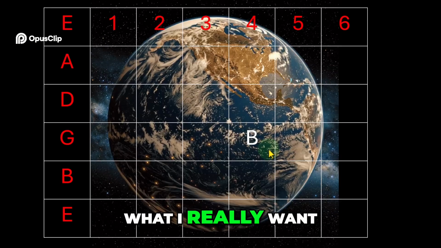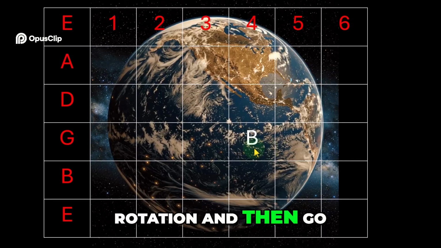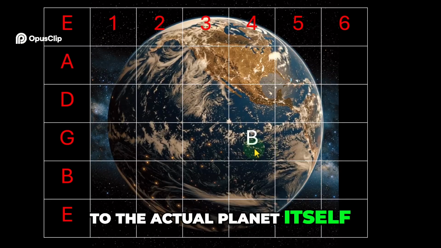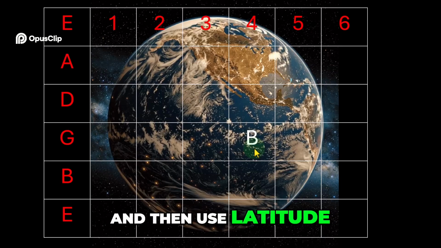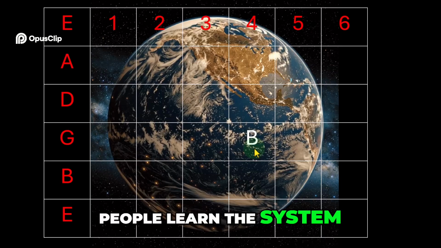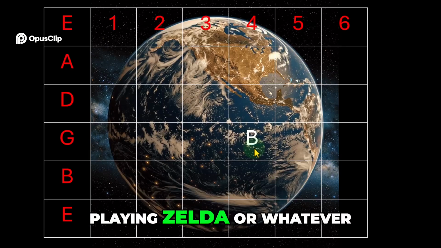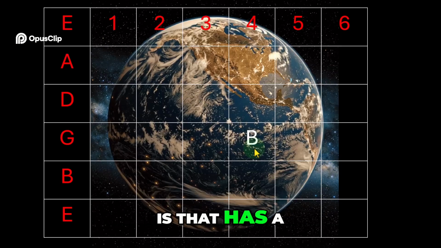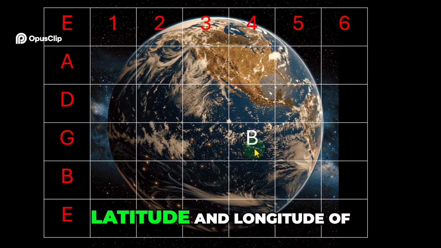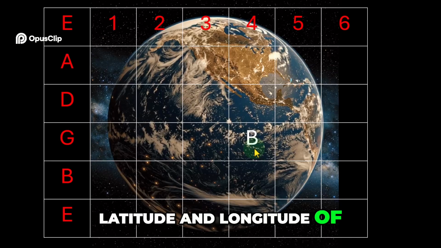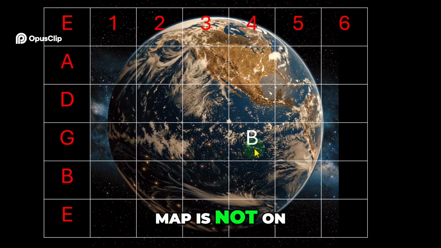But what I really want to do is to note the degree of rotation and then go to the actual planet itself and then use latitude and longitude. See, this would be like playing, the way most people learn the system, it would be like playing Zelda or whatever your favorite video game is that has a map in it, but the grid line that tells you the latitude and longitude of the locations on the map is not on the Earth, it's hovering in space.